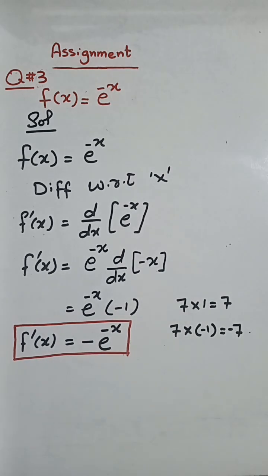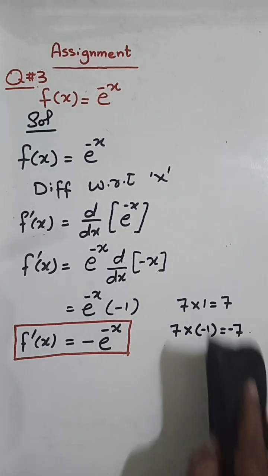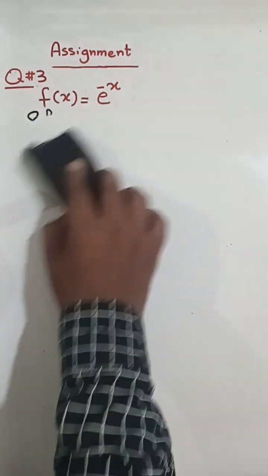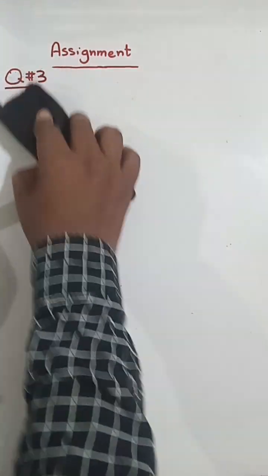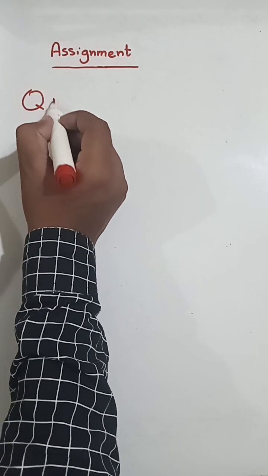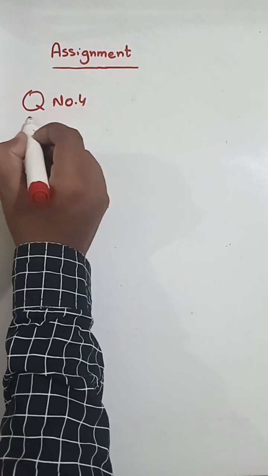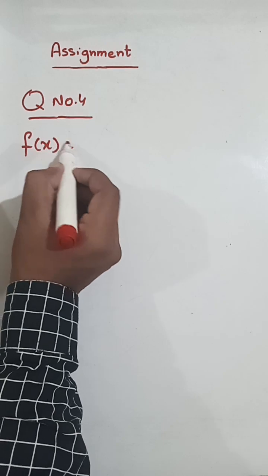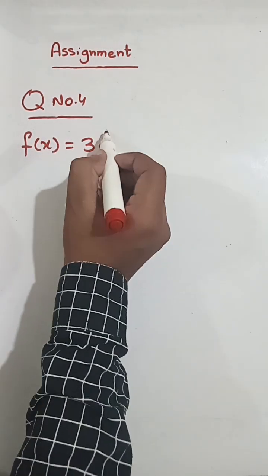So we have finished the first three questions. Now we come to question number 4. Question number 4 is f of x equal to 3 e raised to power x.